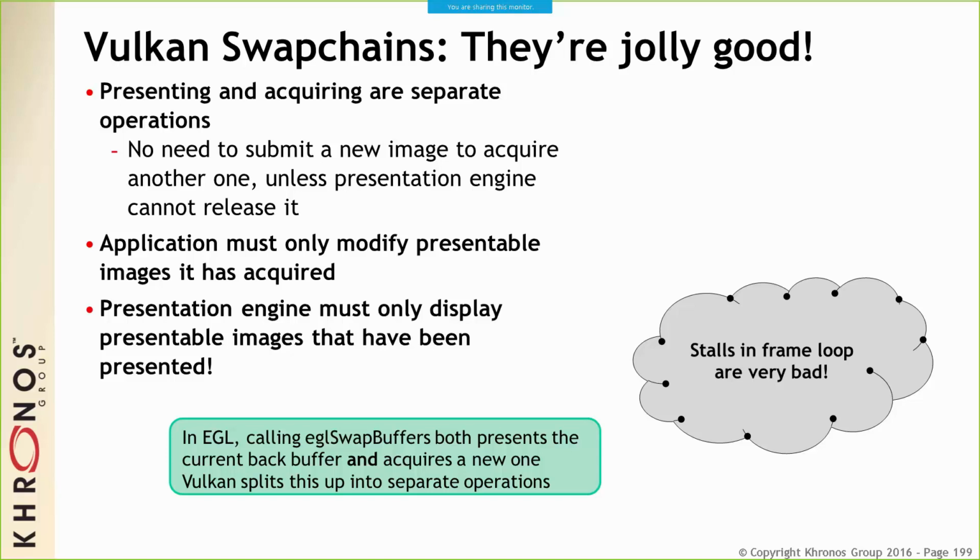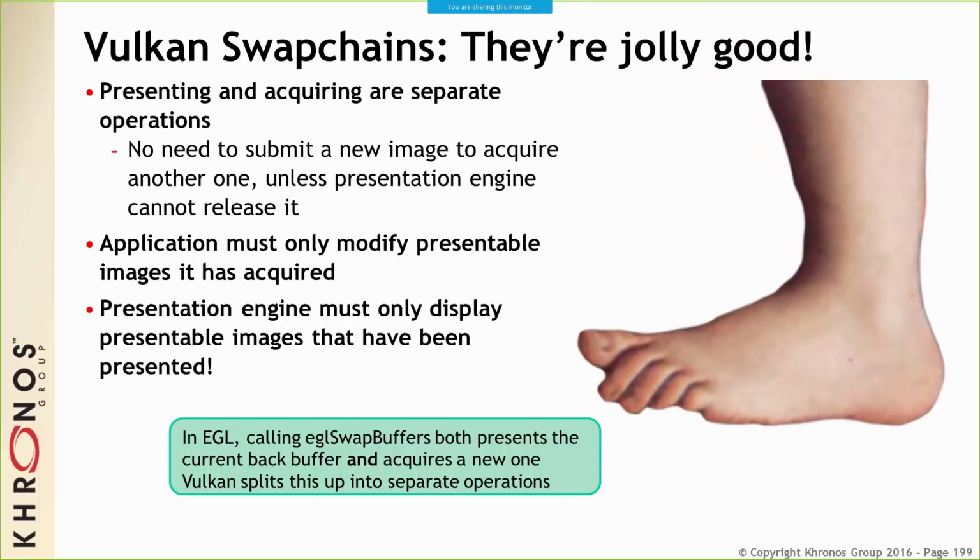So, the steps to get your presentable images. First off, you use your platform-specific code to create your native window, native surface, whatnot. You create a Vulkan surface from it. You query information using the platform-independent queries to figure out what your surface can do. You create a swap chain using that information, and from that you obtain your presentable images.